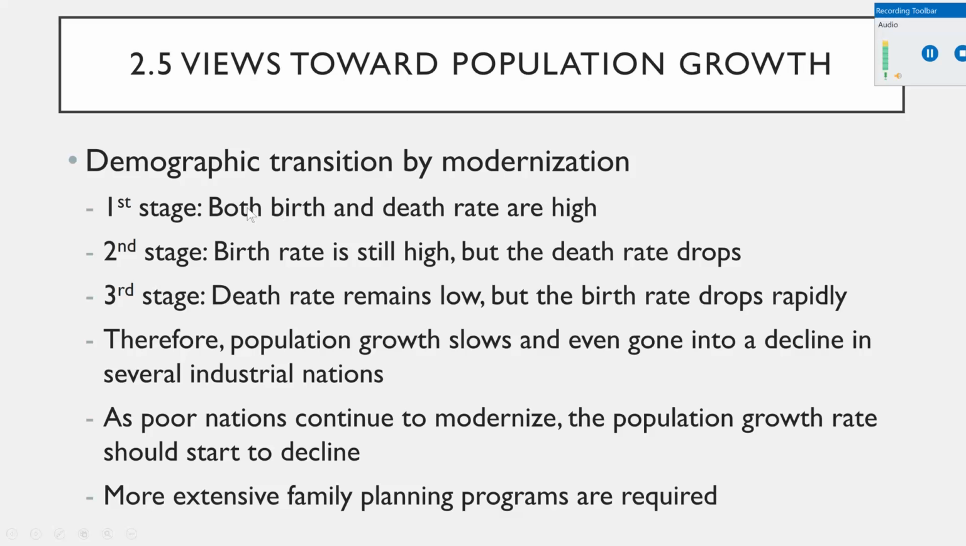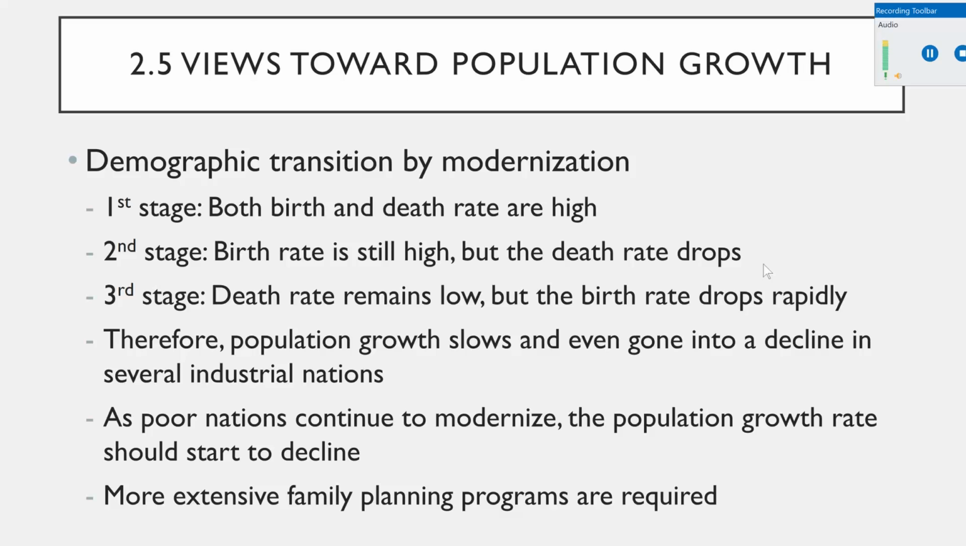So they have both birth and death rates very high, and then they have some changes. The birth rate is still very high, but the death rate drops because of sanitation and hygiene development, higher technologies, and improvement of medical science or medical skills. And then in the third stage, the death rate remains very low because of the development, but because of contraceptive use and increased education among women, the birth rate drops very rapidly.